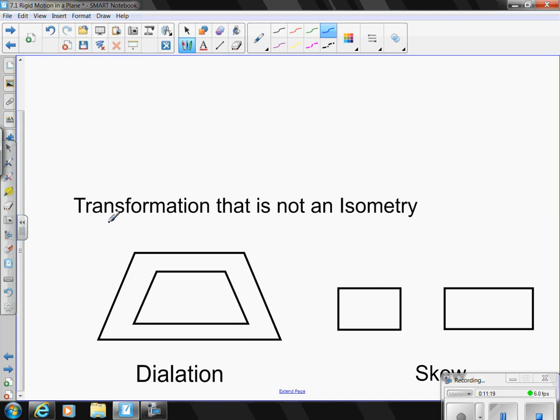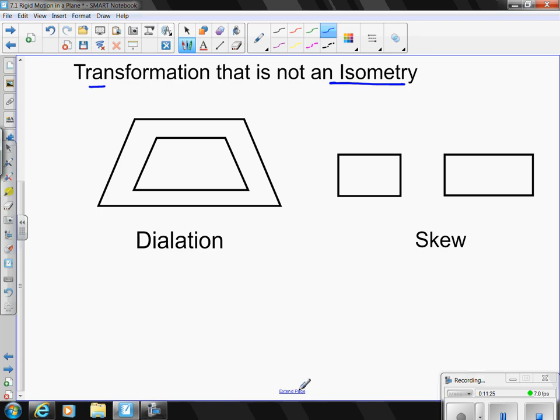There's other transformations where they're not isometries. One would be a dilation. Oftentimes you think about the pupils of your eye dilating. It means getting smaller or bigger. The shape stays the same. Angle-wise, it's the same. They're similar, okay? And there's also skewing where you stretch, okay? You take a side and you stretch it out. That's another type of transformation. So there's other transformations, but we are going to be focusing on isometries in this chapter.